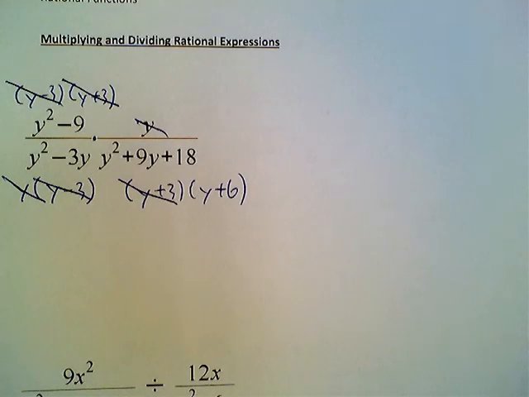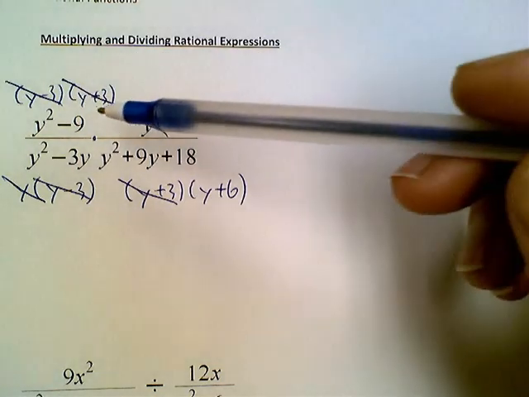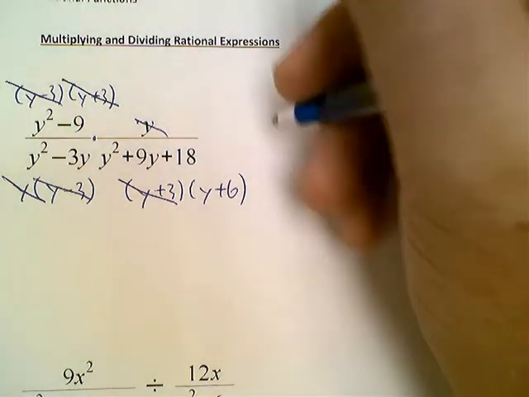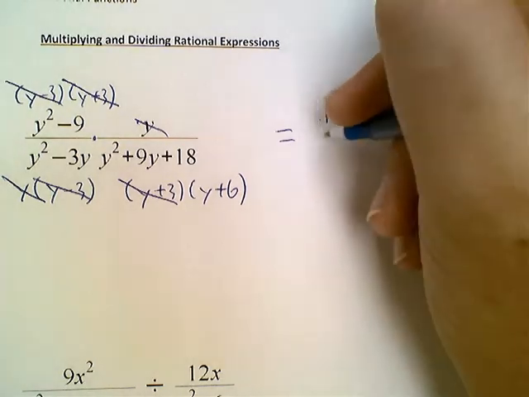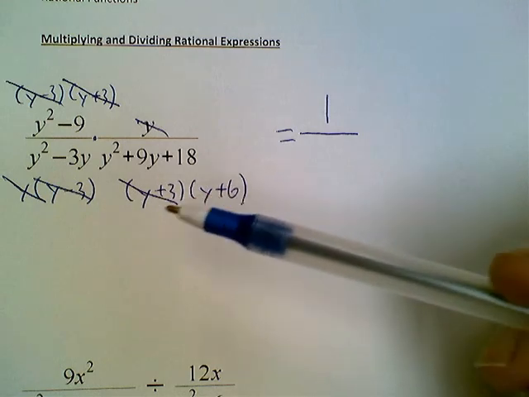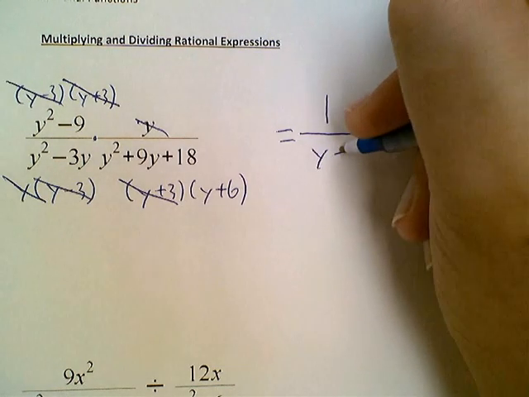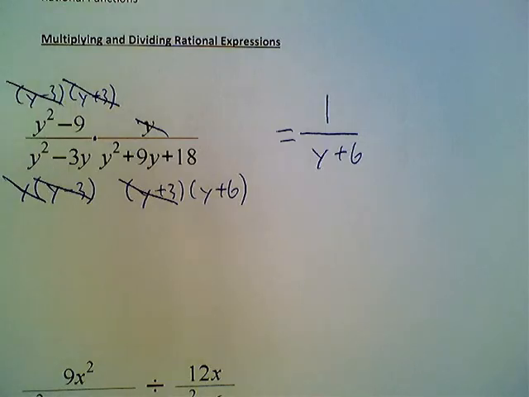So after all that canceling out, what's left? On the top, I had three factors. They're all canceled out, so all that's left on top, I'm going to put a 1. In the denominator, I had four factors. Three of them canceled out. I still got the y plus 6, so that's left over. So 1 over y plus 6 is my final answer here. I can't simplify anymore, so nothing else can be factored. Leave it like that.